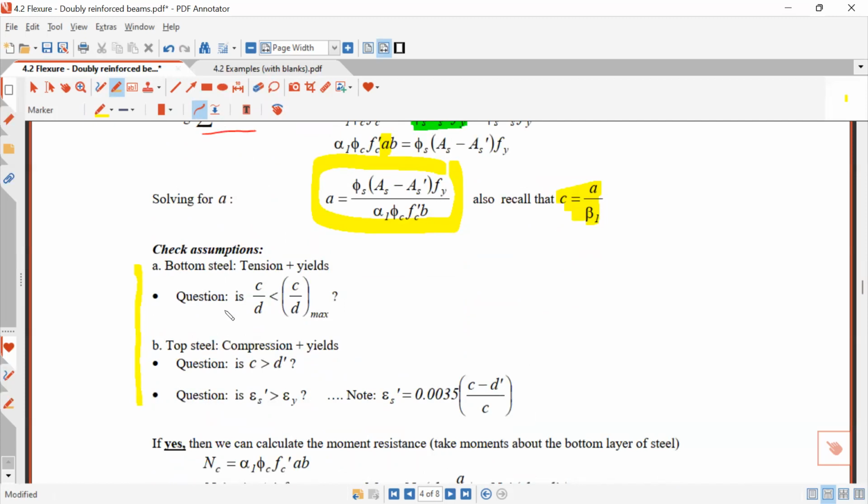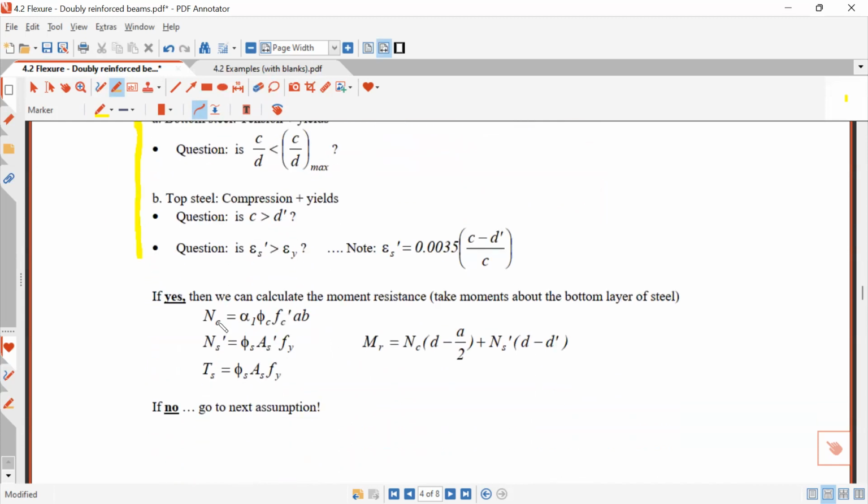If the assumptions are valid, then we can find the forces. So again, just to fix these to match what we have, this is CR, this is CR prime, this is TR. We can find all these things, and then to find MR, we just take moments about the tension steel. We end up with this equation here, and that's how we get the moment resistance.